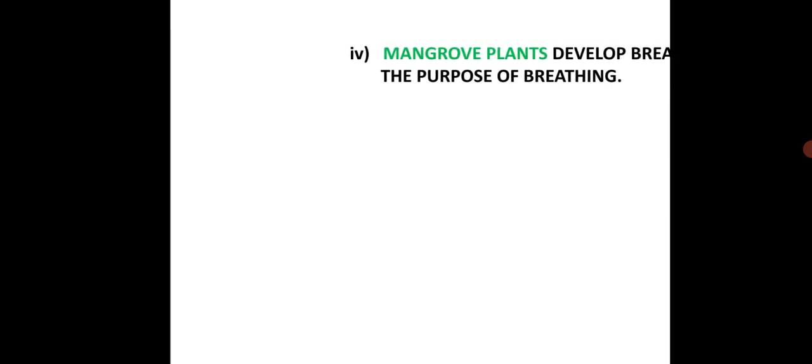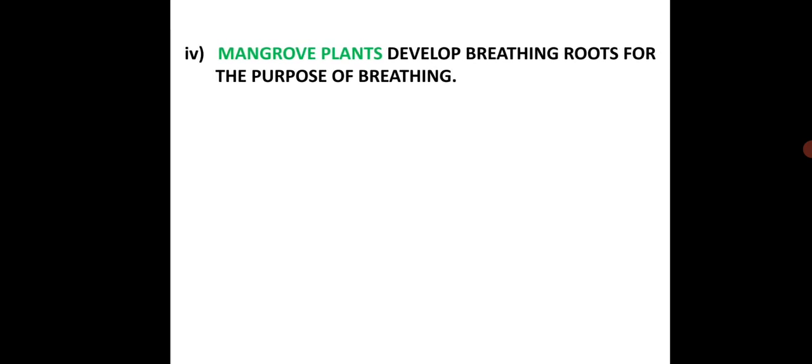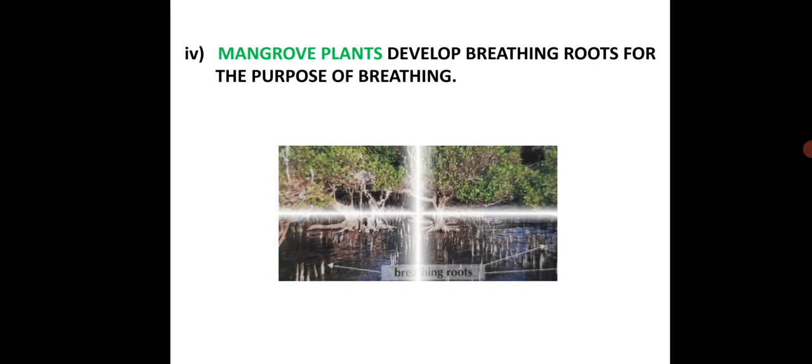The next modified roots are the breathing roots. Mangrove plants grow in salt lakes and marshy areas where the soil contains very little air. They develop specialized roots called breathing roots for the purpose of breathing. Such roots grow vertically upwards from the underground roots of the plant and come out of the water or marsh. Each root contains numerous pores for exchange of gases.